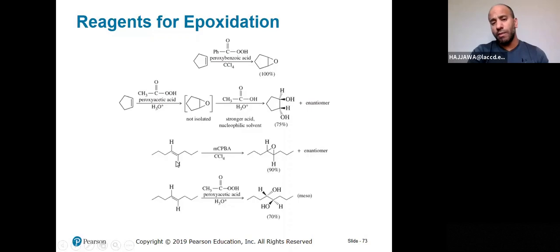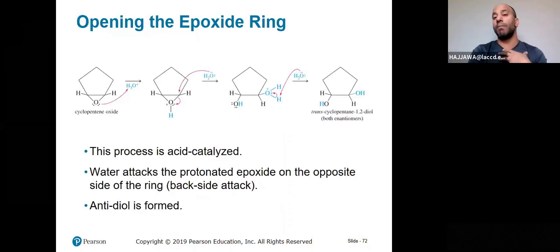Here's a trans alkene. With MCPBA, you will end up making an epoxide. But if I have peroxyacetic acid followed by H3O+, I will end up making a trans diol. So that's the difference between having H3O+ or not having H3O+ with the peroxy acid. If I don't have an H3O+, I will end up making the epoxide. If I have H3O+, I will end up making the diol. Both mechanisms are required, epoxidation and the formation of the diol. So it's very important to keep in mind how we make the epoxide and how we make the trans diol.